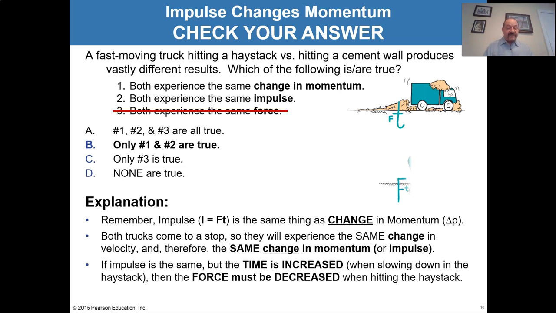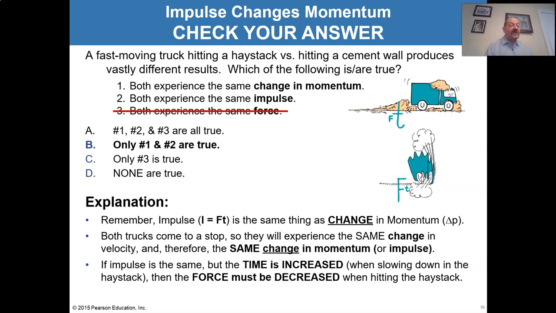And that is a factor of the conservation of momentum in this case. Both cases have the same momentum. It's not really a true case of conservation of momentum, but they both have the same change in momentum. So they both have the same total product F times t. But one has a higher t, so it has a lower F, and the brick wall has a lower t, so it has a higher F.